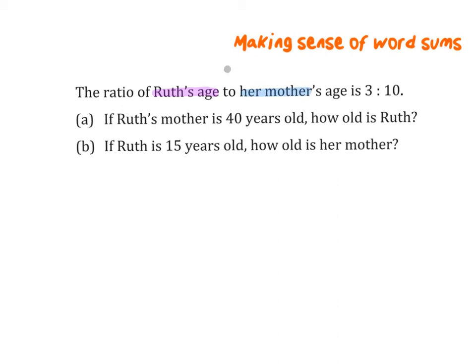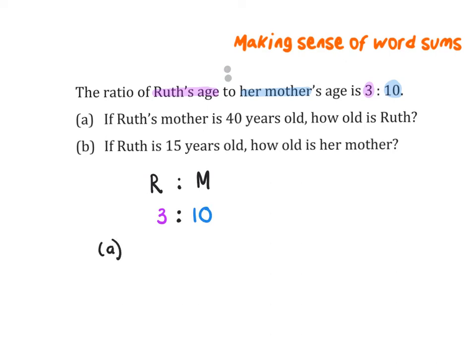And you can even put the little ratio sign in there to remind yourself that Ruth's age is compared to her mother's age. So when the ratio is then given 3 to 10, we know that the first number represents Ruth's age and the second number represents her mother's age. So if we want to rewrite it, we can say Ruth versus mom, and that is 3 to 10. And now when we read the questions, we can use this ratio to answer it.